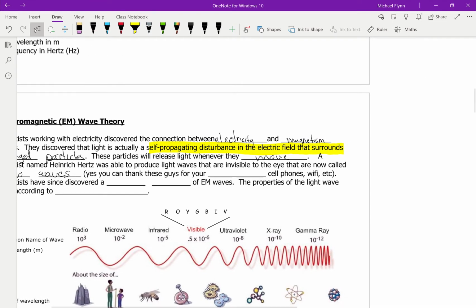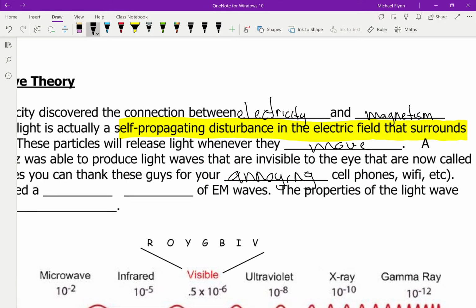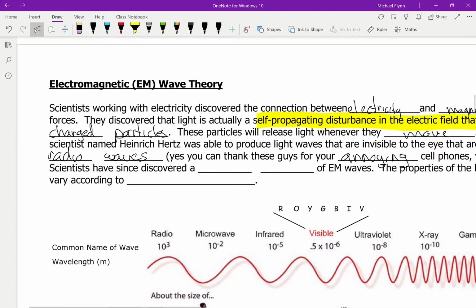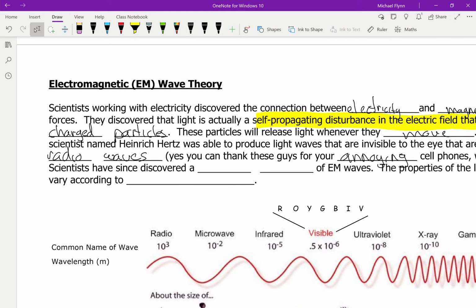And you can thank these guys for the word I want you to write here, which is annoying: cell phones. Okay, so please write that down for a mark. Okay, annoying. Actually, it's not so much the cell phone, it's just you guys are annoying when you use it, that's all, right?